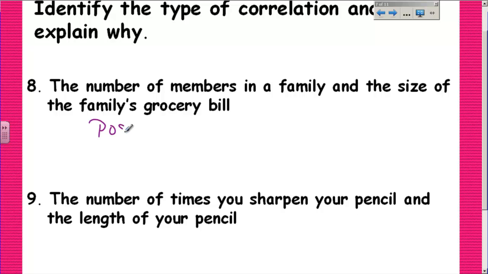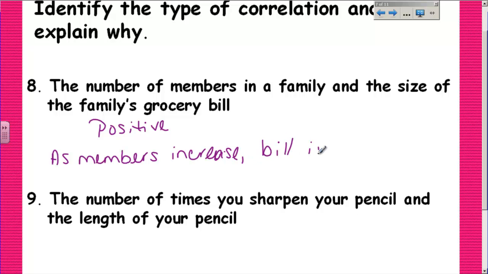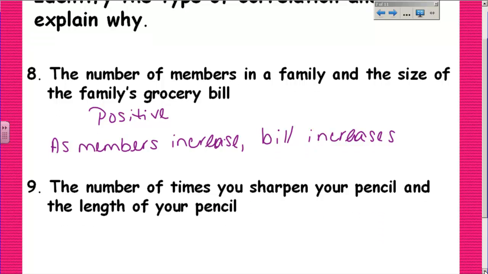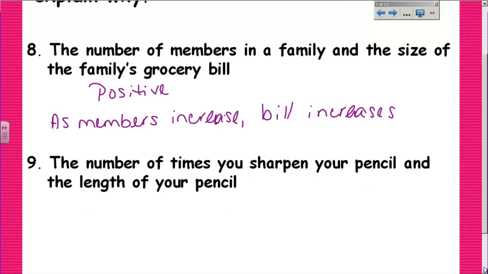So this has a positive correlation because as members increase, then bill also increases. So they are both increasing, and so you have a positive correlation because this goes up and this goes up. Now, the number of times you sharpen your pencil and the length of your pencil. What happens to your pencil when you sharpen it? It gets shorter. The more you sharpen the pencil, the shorter it gets.